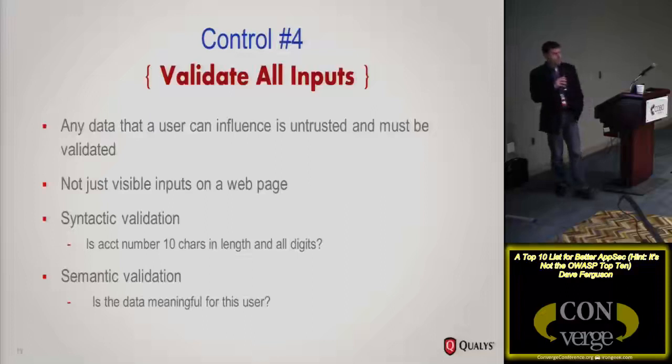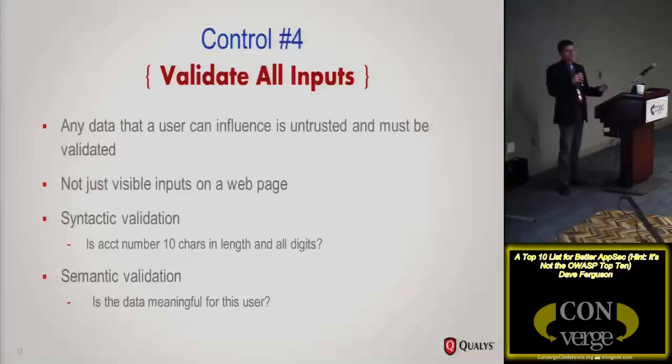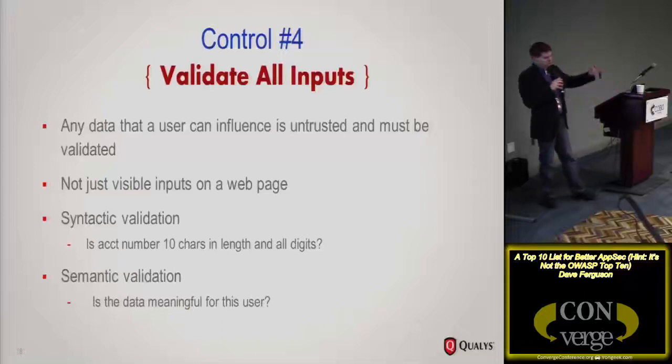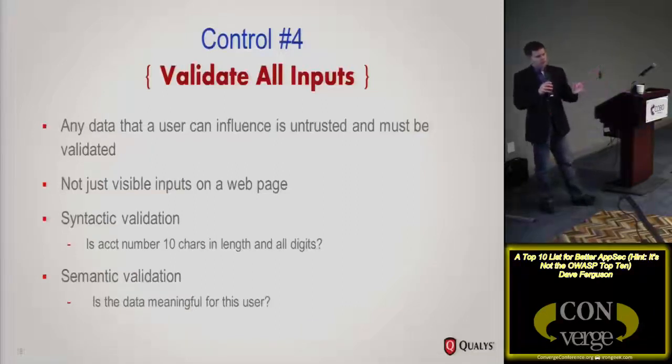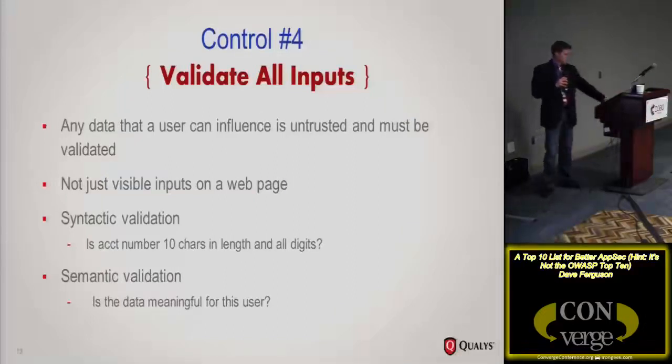There's a concept of syntactic validation, which is essentially, does the format of the data match what I expect? So if it's a 10-digit account number, is the data I receive as input actually 10 digits? That's a syntactic validation. Then there's semantic validation, which is, is that meaningful for the user? That relates to what I was saying earlier: is the action being requested actually valid for that user? You need to validate that the request is permitted for the object that's being acted upon. That's semantic validation.